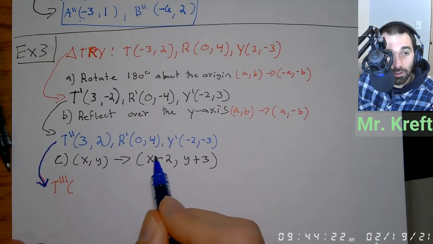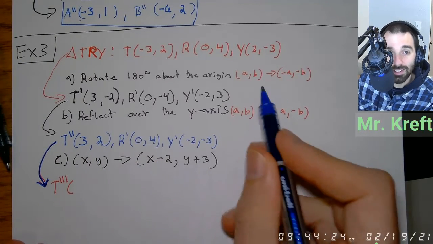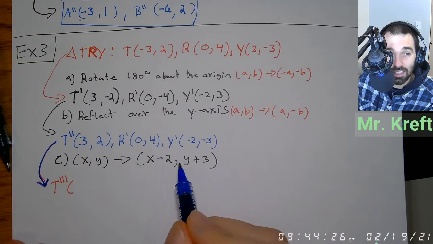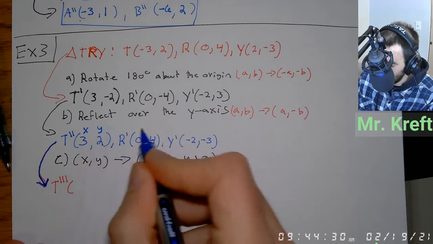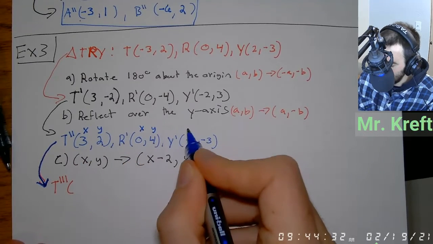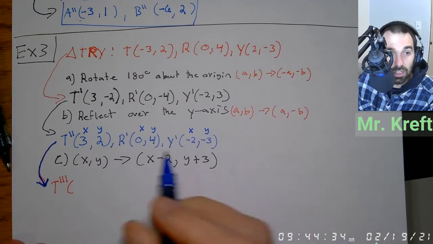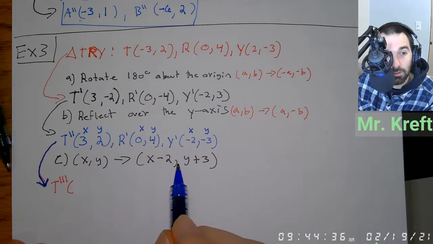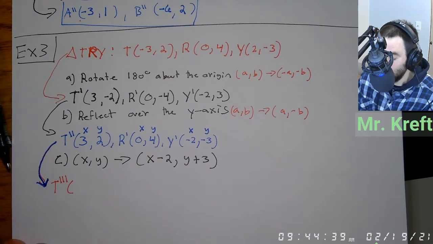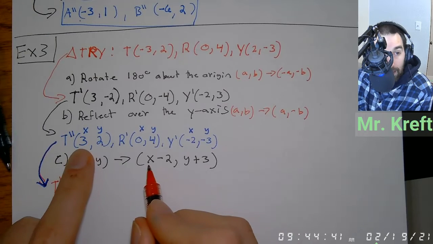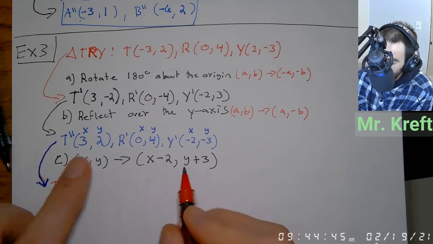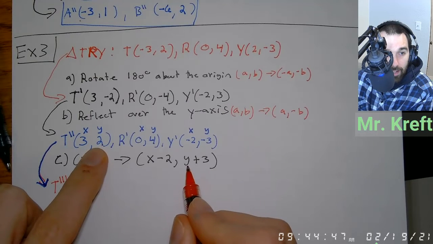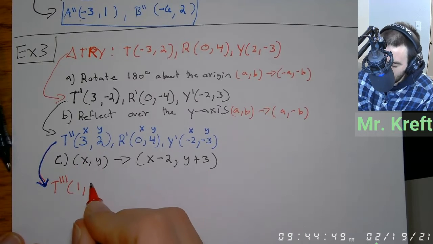So I'm going to take these blue points and put them through this formula. I don't need to write down a formula, because the translation already gives it. You just have to remember, this is my x, this is my y, this is my x, this is my y. So I'm going to take this x and y and plug them in here. My x is 3, so 3 minus 2 is 1. And 2 is my y, so 2 plus 3 is 5.